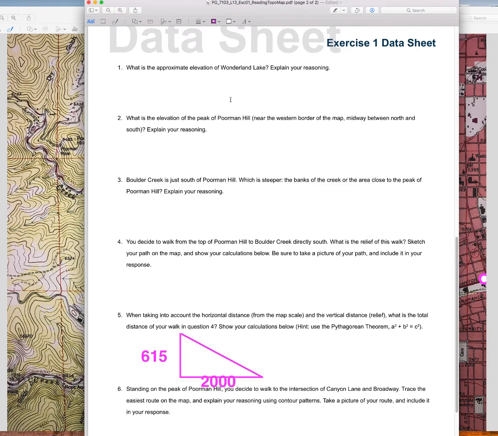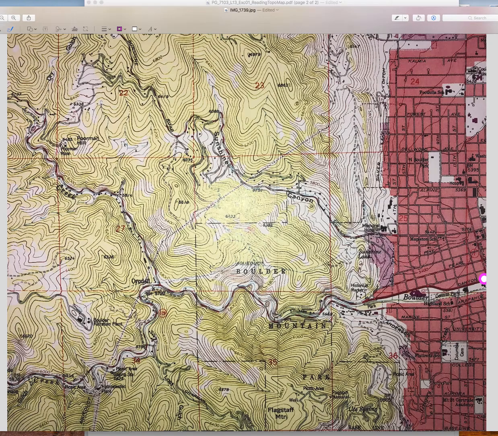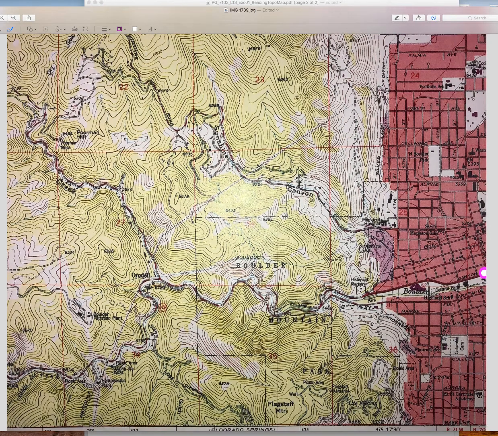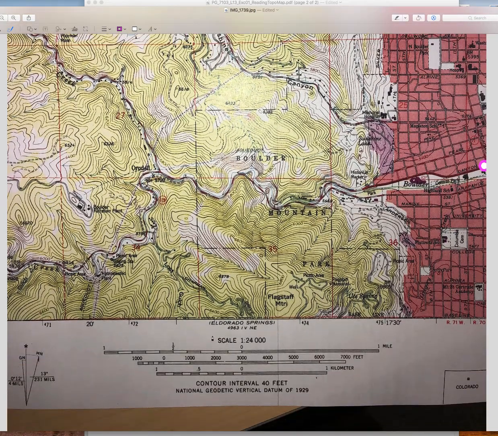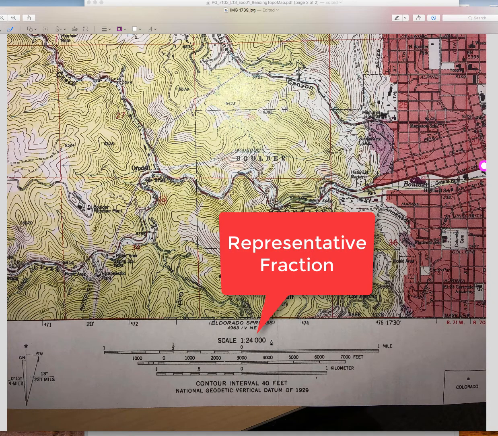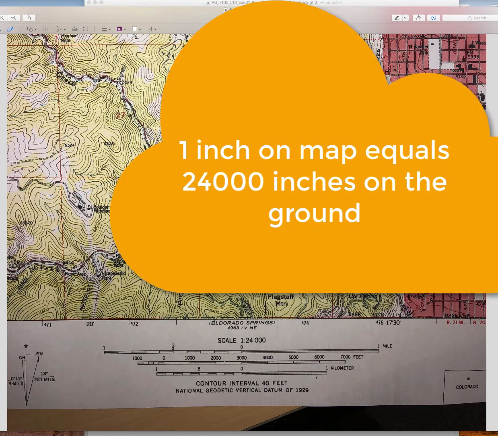But before we even do that, let's take a look at some of the important points I want you to see on this map. I took a picture of the map and put it on my computer here. The first thing to look at is the scale. This map says it's a scale of 1 to 24,000. This is called the representative fraction, which means that 1 unit measured on the map is equivalent to 24,000 units measured on the ground.